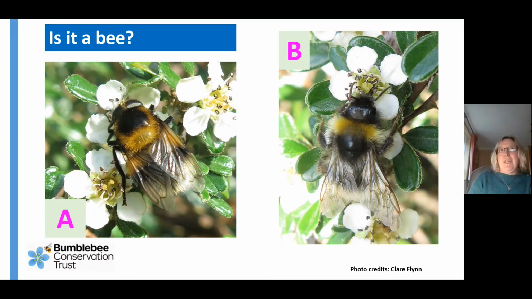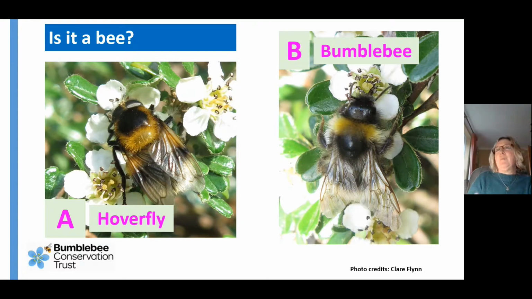What we actually have here is a hoverfly on the left, a harmless hoverfly, and a bumblebee on the right. The hoverfly is a species called Volucella bombolans, which is a brilliant bumblebee mimic. And you can see it mimics almost perfectly the bumblebee. Sorry, the hoverfly on the left mimicking the bumblebee on the right with the same colour patterns, the same yellow and the white tail.